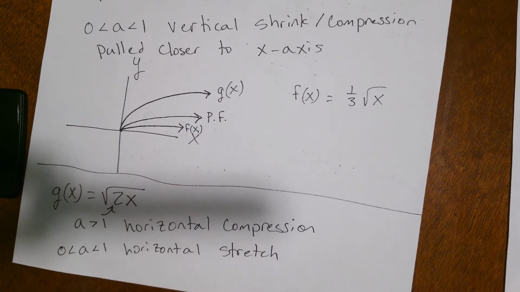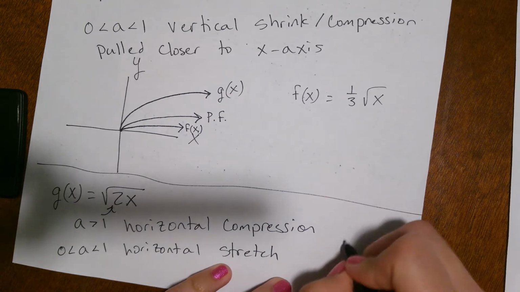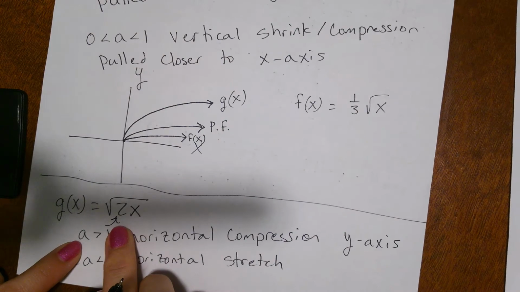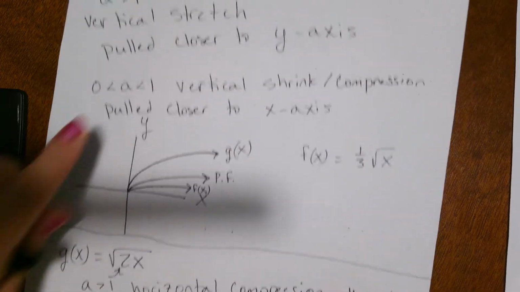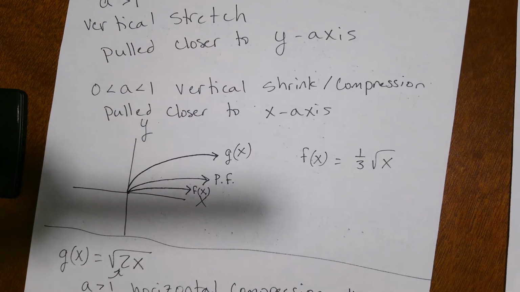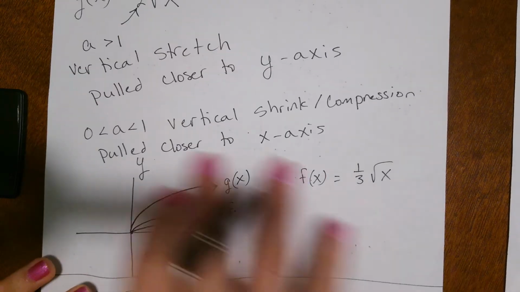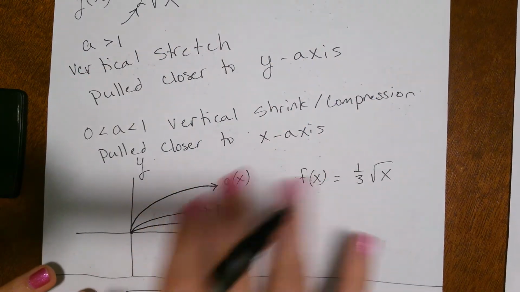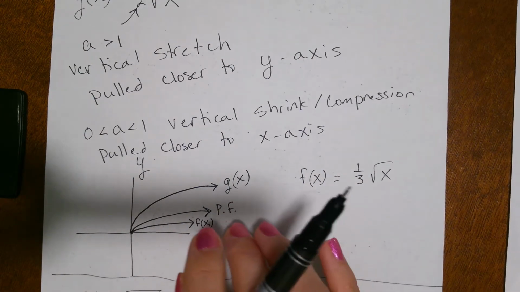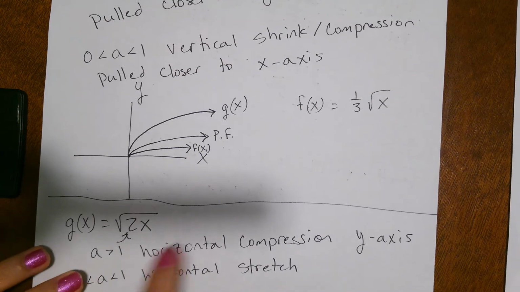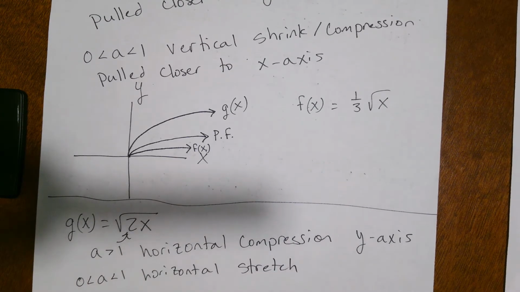So this horizontal compression still pulls me closer to the y-axis, right? So if that value that it's being multiplied by is greater than 1, regardless if it's a vertical stretch or a horizontal compression, just depending on where it's placed, you're still going to be pulled closer to the y-axis. Now, the vertical transformations tend to have a more pronounced effect than the horizontal, depending on the function, but it'll still do the same thing.